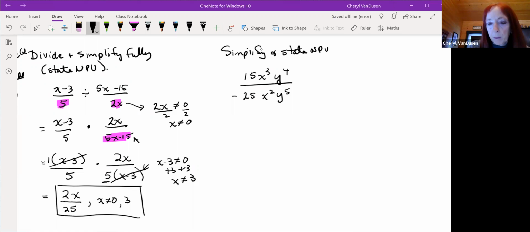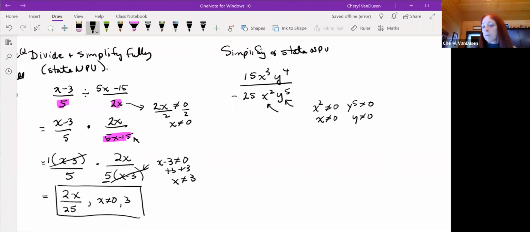There's no factoring. So we're going to go to the denominator. And since everything's multiplied together, we're going to be looking at the x for a non-permissible value and the y for a non-permissible value. So we have x squared cannot equal 0. That means x can't equal 0. And we have y to the 5th can't equal 0. And so that means y can't equal 0 because you just take the 5th root, it's 0. So those are our non-permissible values.